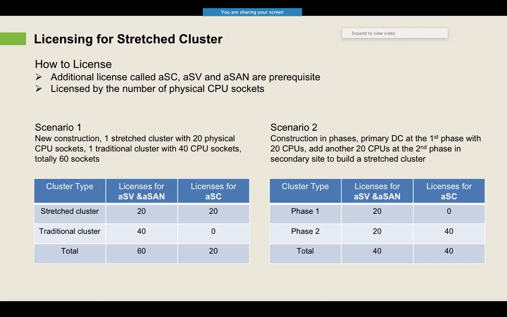So in phase 2, they are going to construct another data center at a different site, and the other site will have another 20 CPUs of nodes, and they want to build a stretched cluster across these two sites. So site 1 has 20 CPUs and site 2 has 20 CPUs. Then the total licenses for aSC will be 20 plus 20, 40. And ASV and aSAN also need 40 CPUs of license to function.